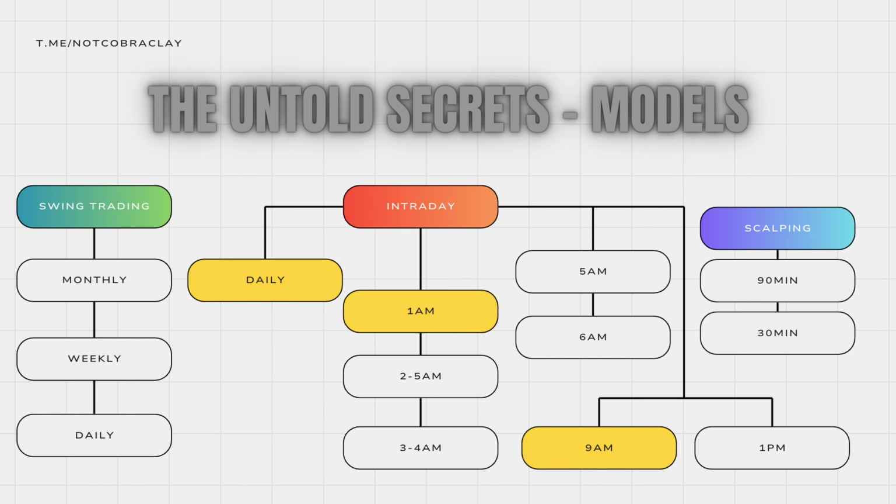Personally, my favorite models are the daily model, which is something between swing trading and intraday trading, because you can also hold the daily model for a few days or for a whole week. The 1 a.m. model, because I like to wake up early and trade London in this case. Sometimes I sleep in, sometimes I like to trade the 9 a.m. model, because then 90% of the trading day has already occurred and the 9 a.m. model caps off the day. That's simply it, okay? Hope you enjoyed it.